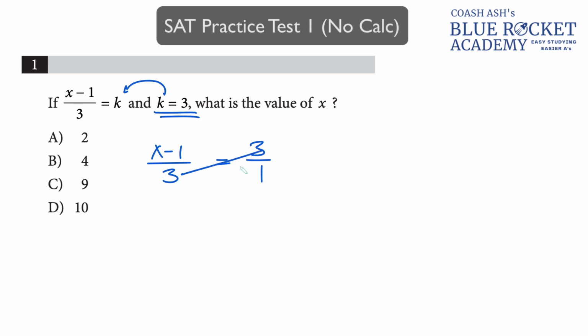So 3 times 3 gives you 9. So I'm going to write down 9 here, and x minus 1 times 1 is just x minus 1. So x minus 1 is 9, and then you add 1 to both sides. So this is gone. So x is equal to 9 plus 1. That gives you 10 as your answer.